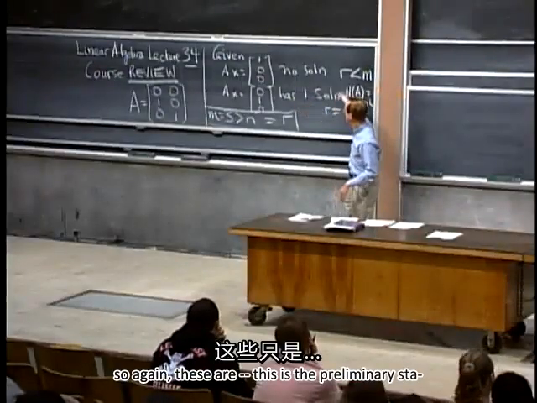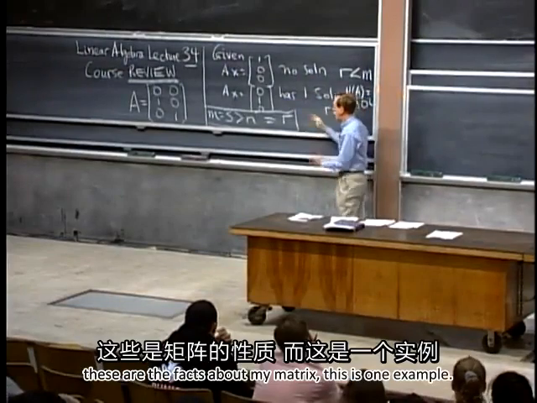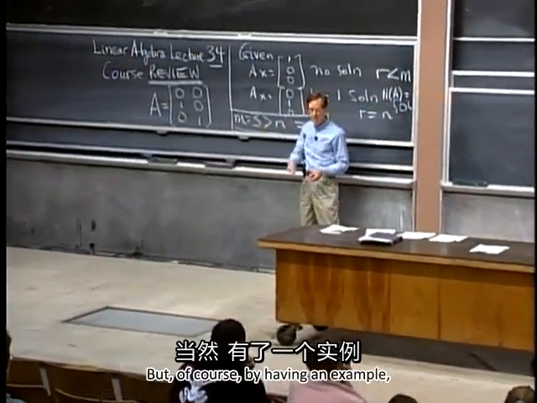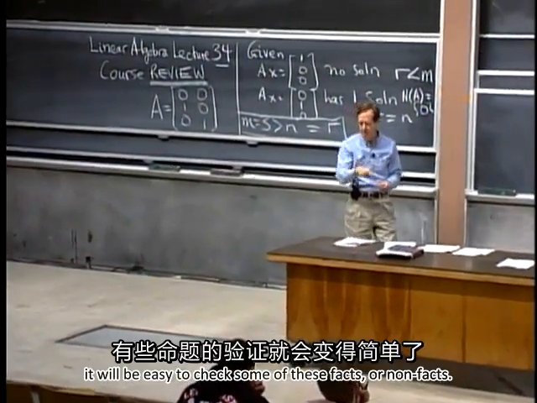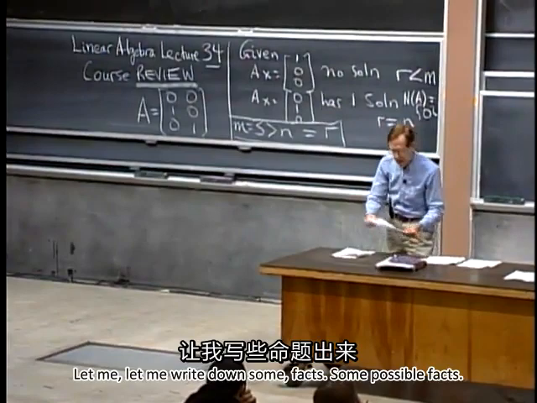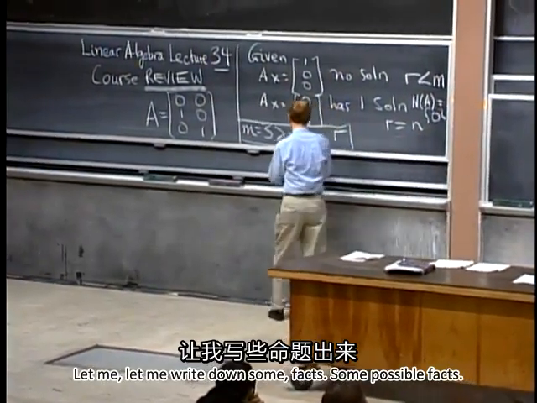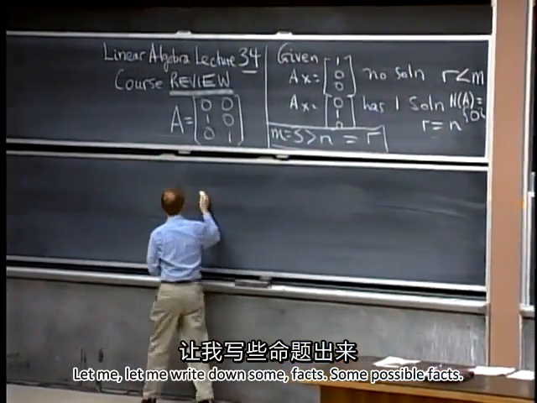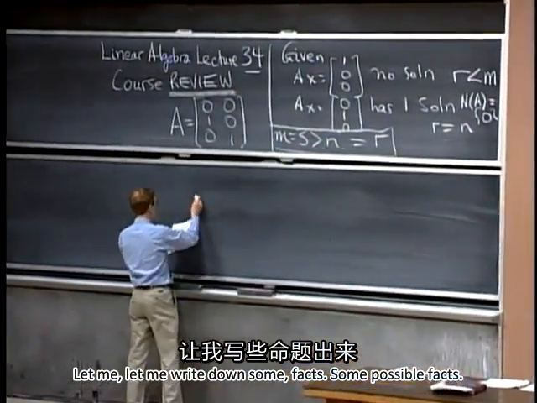Okay. Cross out all statements that are false about any matrix with these. So again, this is the preliminary. These are the facts about my matrix. This is one example. But of course, by having an example, it'll be easy to check some of these facts or non-facts. Let me write down some possible facts.